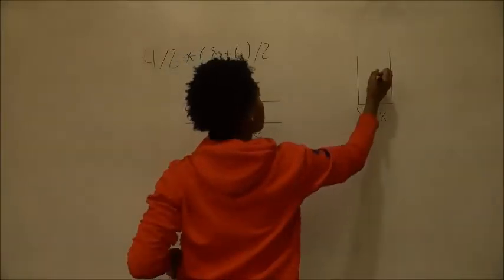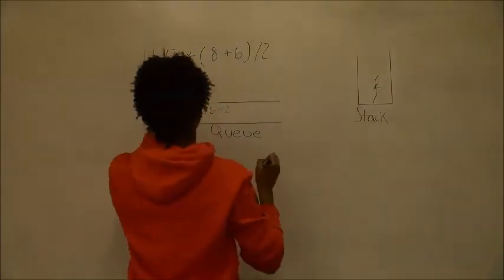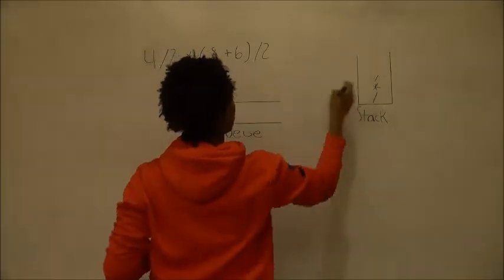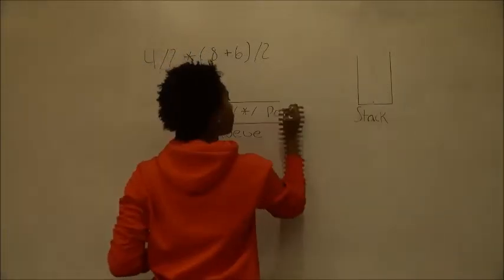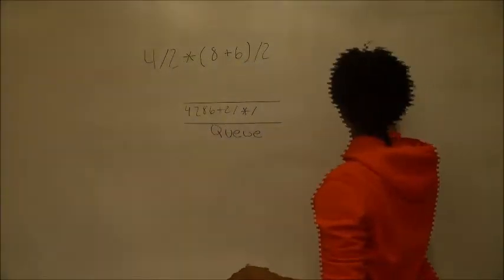We put the division into the stack. The 2 goes into the queue. We have read through the whole expression. Now we empty the stack. This is the postfix.